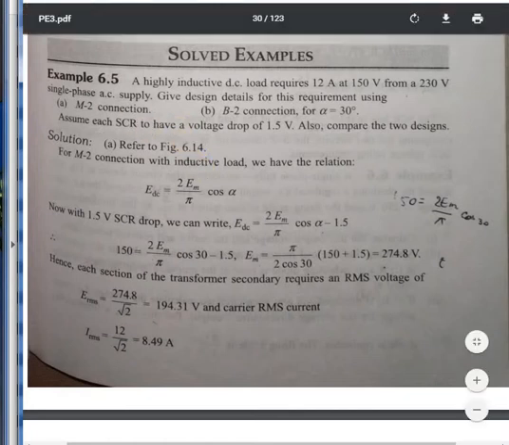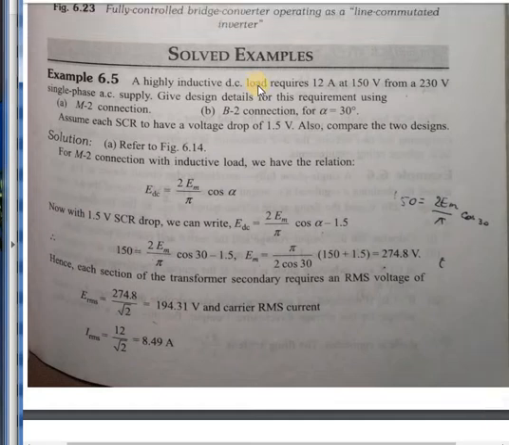Yes, the main thing we have to see is our problems. Here it is given that a highly inductive DC load requires 12 amps at 150 volts from a 230 volt single phase AC supply. Give design details of M2 connection and B2 connection for alpha equal to 30 degrees. What it is telling you is that your load requires 12 amperes of current and 150 volts of supply, and your supply is 230 volts.